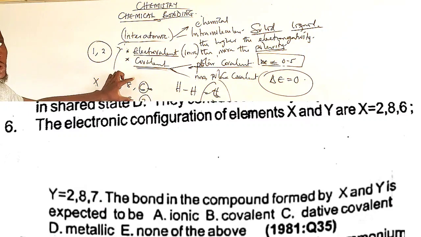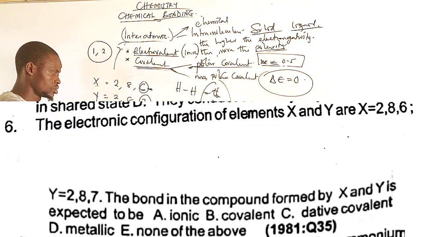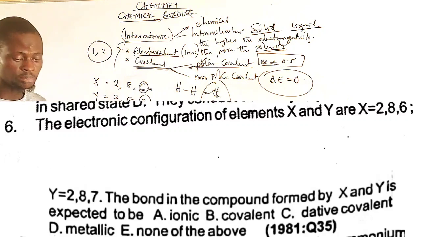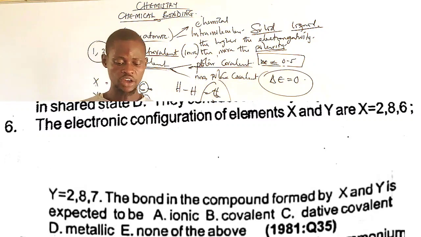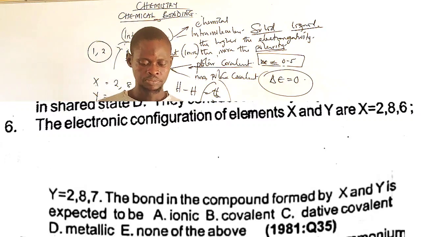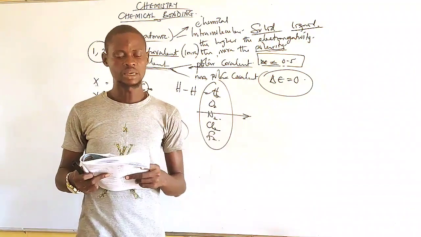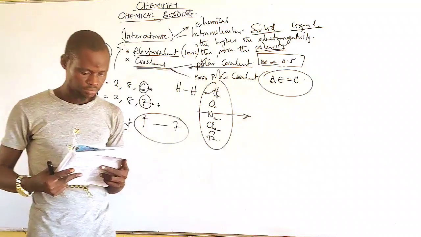The bonding that exists between two non-metals is known as covalent bond. So the bond between them will be covalent bond. That's the option. Option A, ionic bond. Option B, covalent bond. Option C, dative covalent bond. Option D, metallic bond. And E, none of the above. We are coming back to metallic bond.